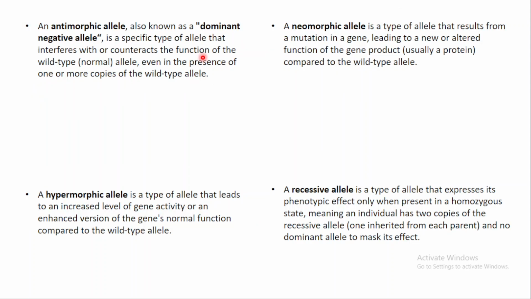Now let me introduce you to all these four different kinds of alleles that we have encountered in the question. What is an antimorphic allele? An antimorphic allele is also known as a dominant negative allele. These terminologies are very important. You will encounter these in actual research papers and any research problem if you are going to use such alleles. A dominant negative allele, very common scientific lingo, is a specific type of allele that interferes with or counteracts the function of the wild type normal allele even in the presence of one or more copies of the wild type allele.